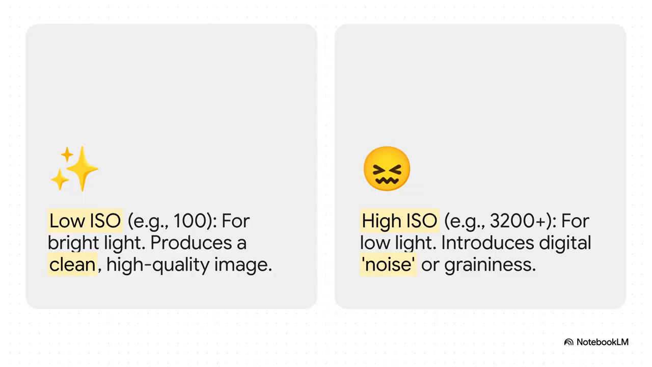But there's always a but, isn't there? There's a trade-off. A low ISO, like 100 or 200, gives you a beautiful, clean, super high-quality image. But as you crank that ISO up higher and higher to see in the dark, the camera starts to introduce this stuff called digital noise. Basically, your photo gets all grainy and speckled. It's the price you pay for creating light out of thin air.